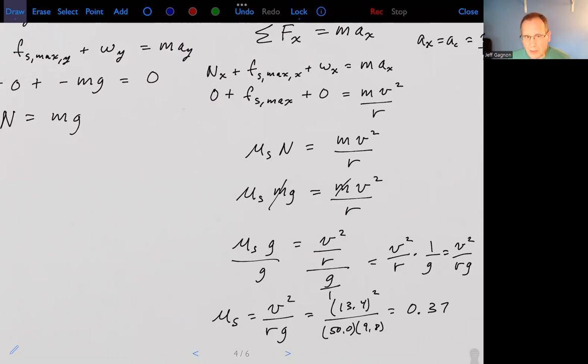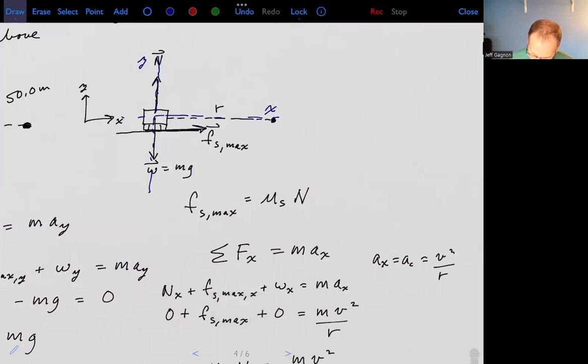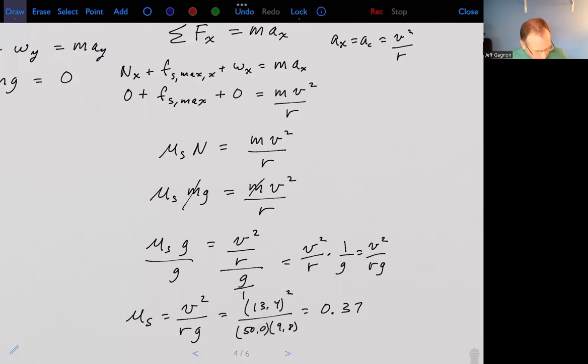And all we did for this problem is we used Newton's second law, but we used it in the radial direction, which in this case we call the x direction. Right, so we applied Newton's second law to the radial direction, which in this case we wrote as the x direction. Okay, let's do one more problem here.